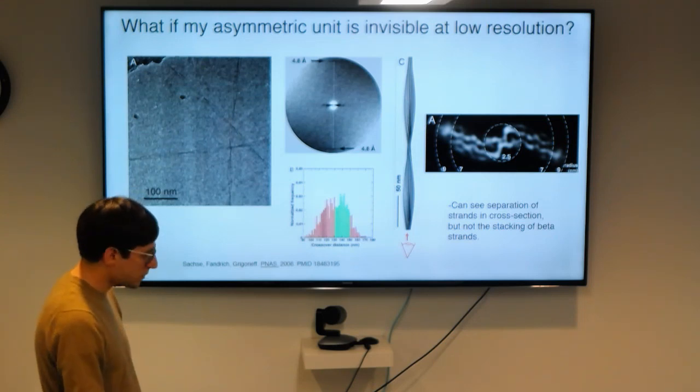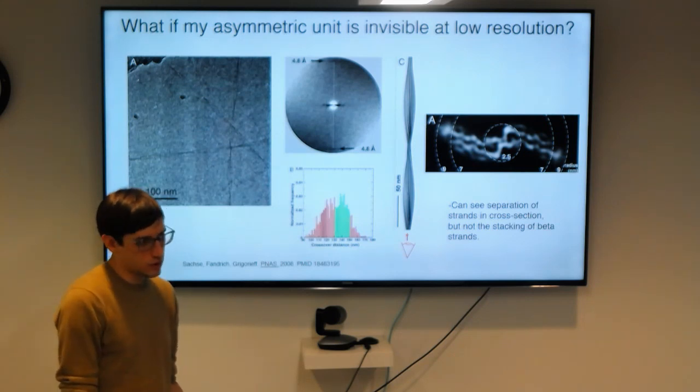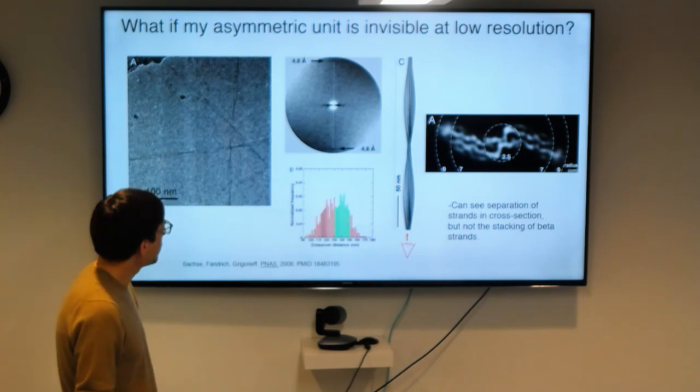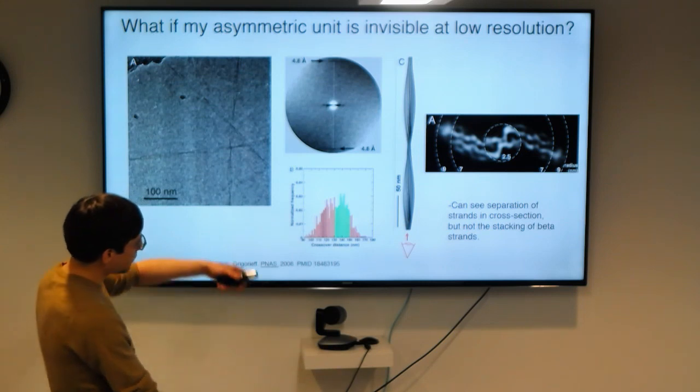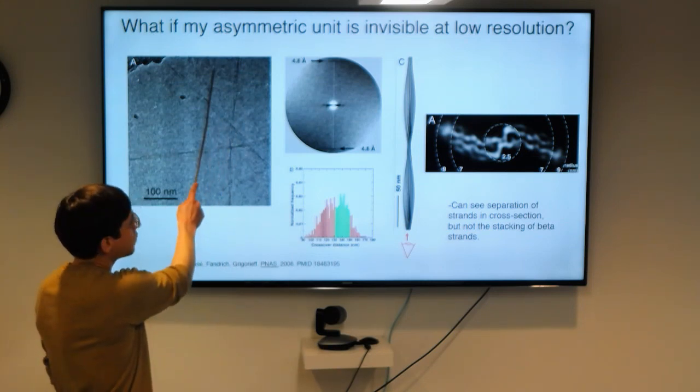So this was identified as a problem relatively early on with amyloids. I'm sure you're all familiar with amyloids. They cause a lot of neurodegenerative diseases, and they're made from these little tiny peptides. And those peptides build up this big beta strand structure that you can see has a helical pitch, right?